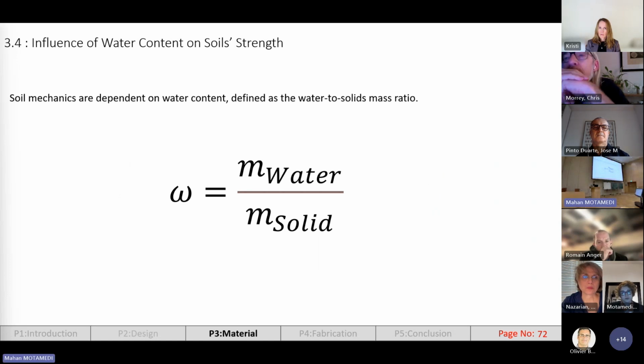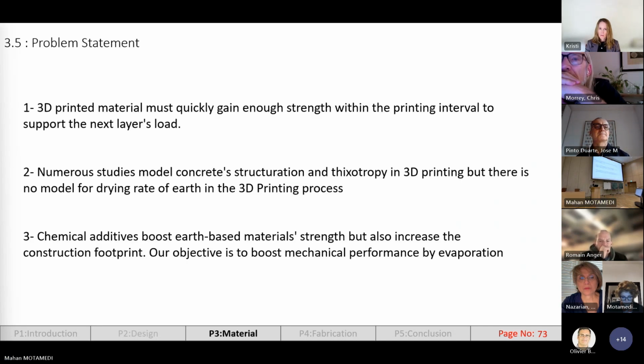The soil mechanics are dependent on the water content, defined as the mass of water over the mass of solid. So meaning that the water has a very influential effect on the strength of the soils. So the problem statement of this chapter is that the material has a very limited time in order to gain strength, in order to hold the load of the superposing layers.